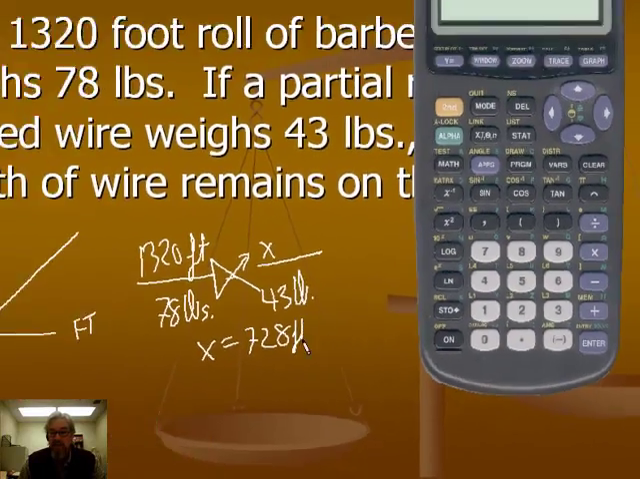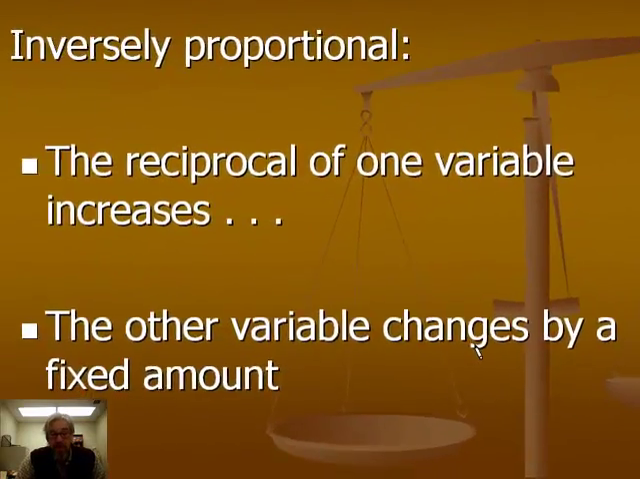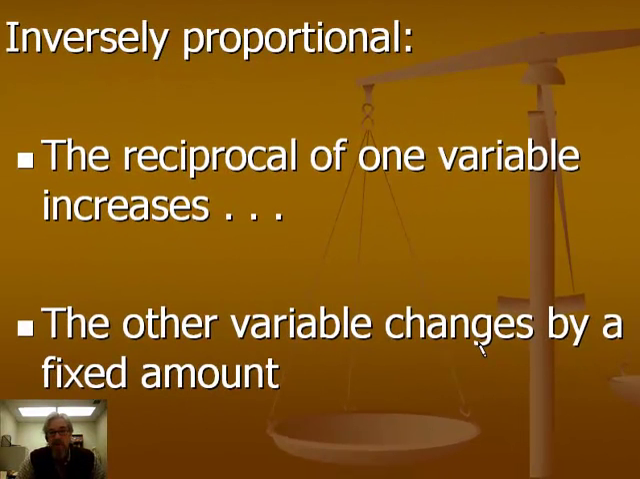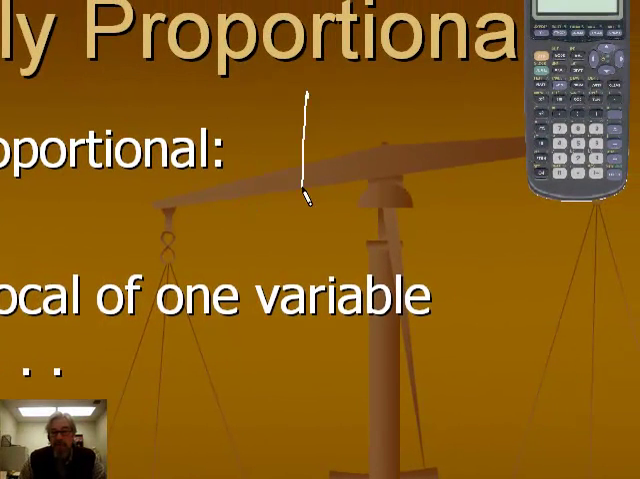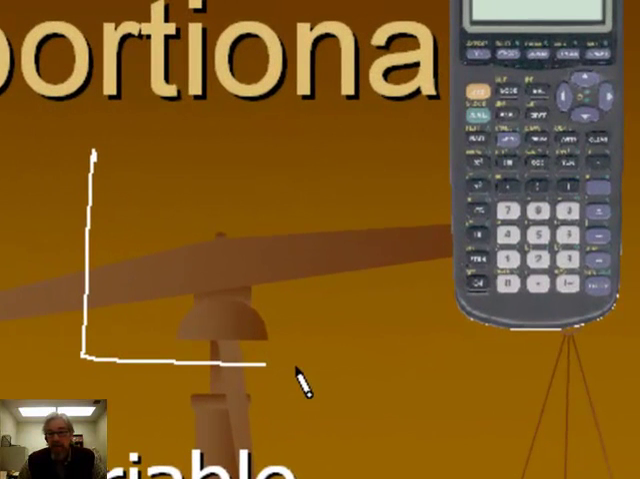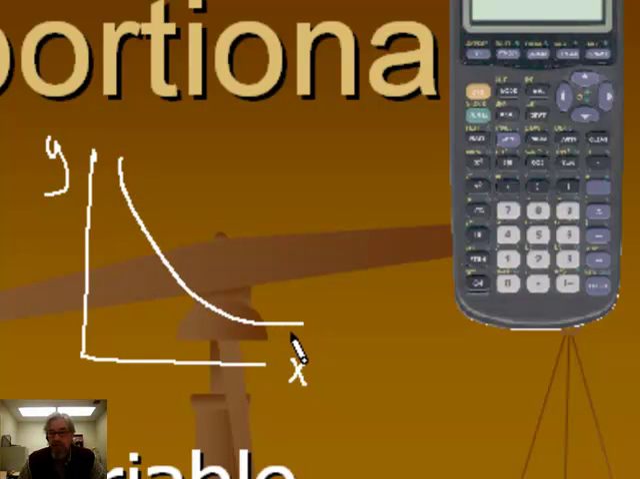728 feet. Another type of relationship that's very common in physical sciences is inversely proportional relationship. In an inversely proportional relationship, the reciprocal of one variable increases, and at the same time the other variable changes by a fixed amount. So this is what a graph like that looks like. If I graph x versus y, where x and y are related inversely proportionally, the shape of the graph looks like this. It's not a straight line, and it has a changing slope down to the right.